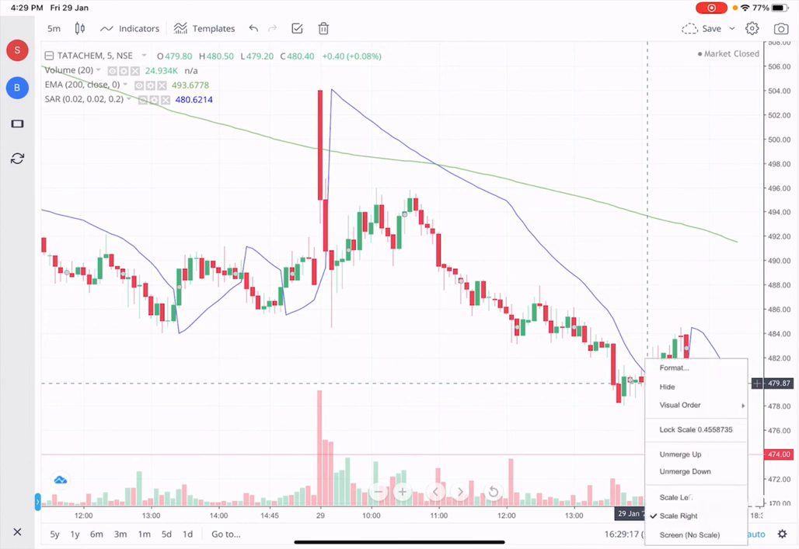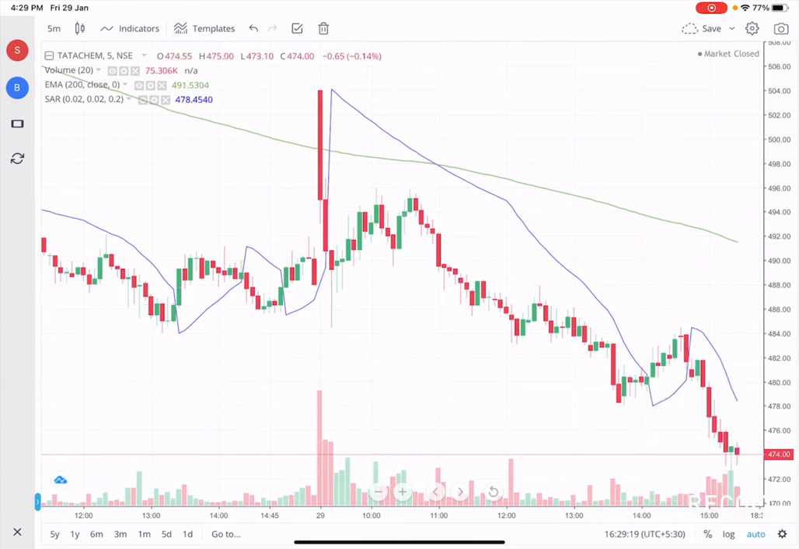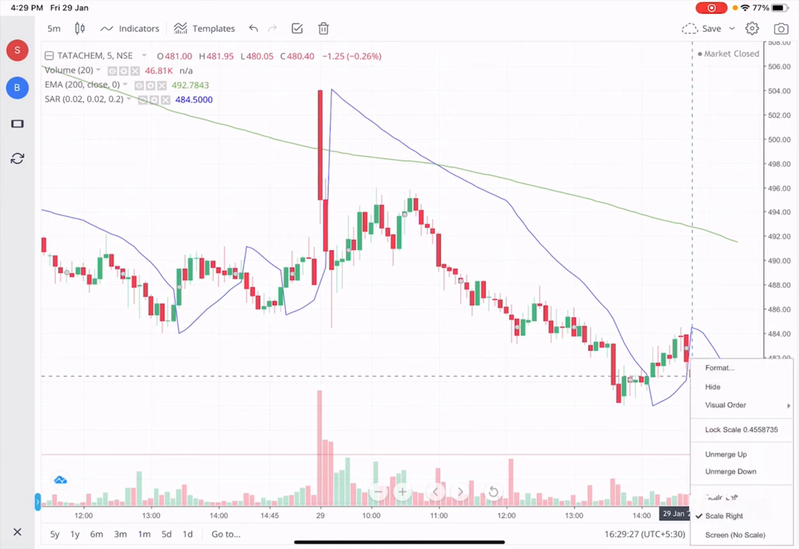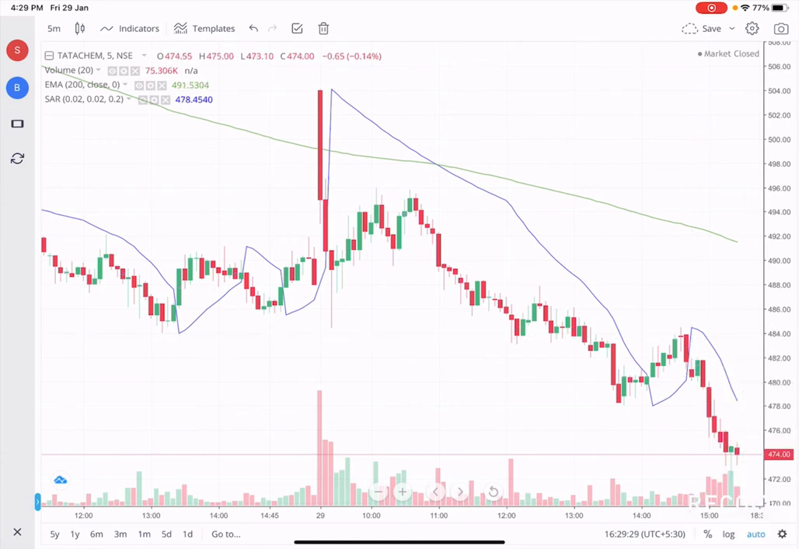The close is 480.4. Then the second trade came here at an opening price of 481, and it lasted till the end of the market, so let's say that we closed at 474. So there are two trades which are simple.